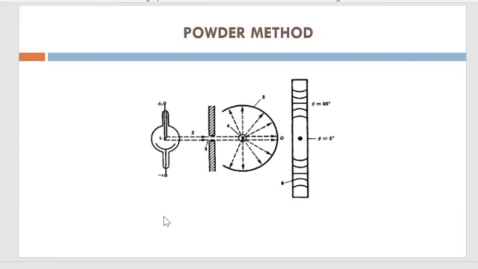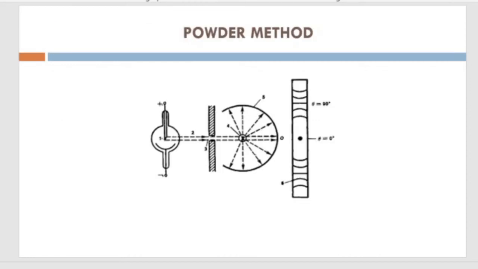This is the working of the powder method. Here this is the X-ray tube. The X-ray tube is used to produce the X-rays, and these X-rays are made to fall on the crystals after passing through the slits. We have to pass them through the slits because we have to make the beam monochromatic.